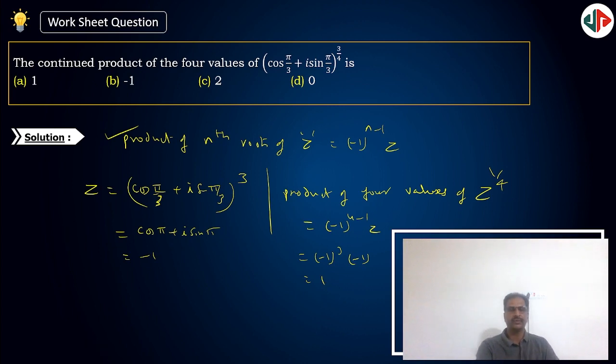The shortcut formula for finding product of nth roots of any complex number z is minus 1 power n minus 1 into z. Take z as cos pi by 3 plus I sin pi by 3 whole cube. Now the question will be product of four values of z power 1 by 4. There n is 4, so we get 1. So option A is the correct answer.